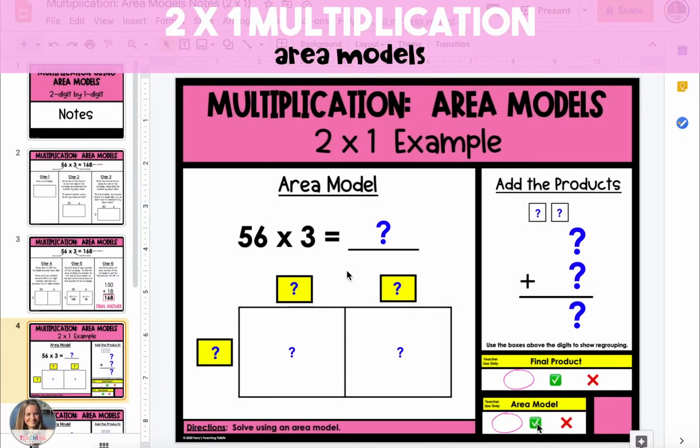In this example, we're going to multiply a 2-digit number by a 1-digit number using an area model. The first thing that we do is create a large rectangle, and then we write both of our factors on the top and the side of the rectangle.